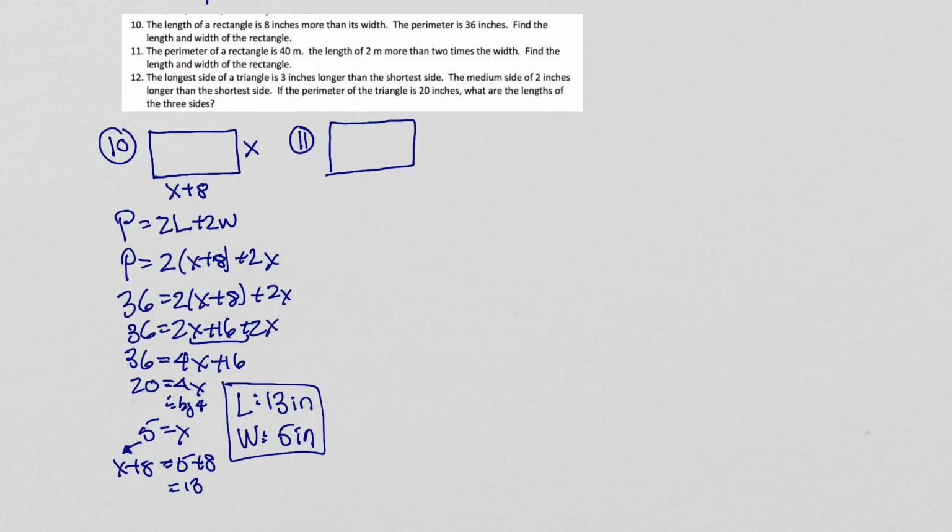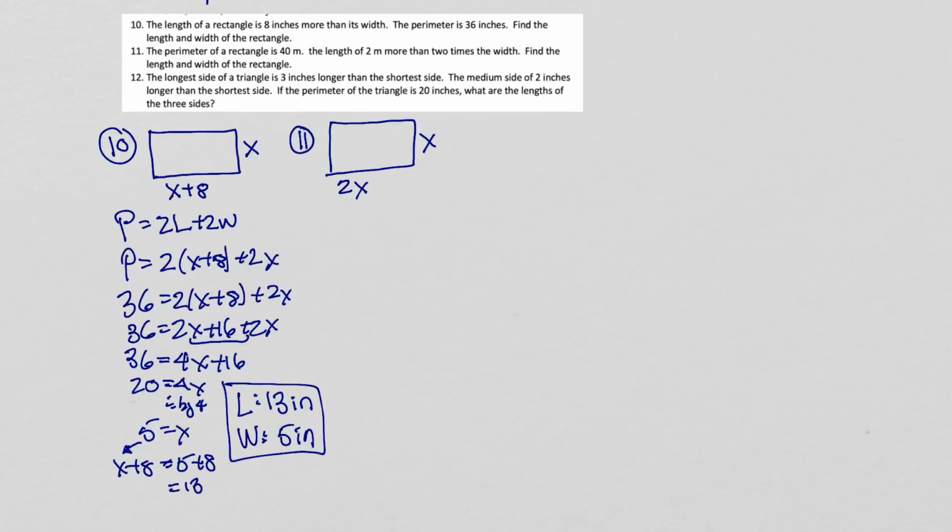So very similar to number 10, but slightly different lengths and widths. But the length is given in terms of the width. So I'm going to let x be the width, right? That's the one that comes second. Now, what do we know about the length? The length is 2 meters more than, well, there's that more than again. What follows more than is where we start, 2 times the width. Well, the width is x, so 2 times the width is 2x.